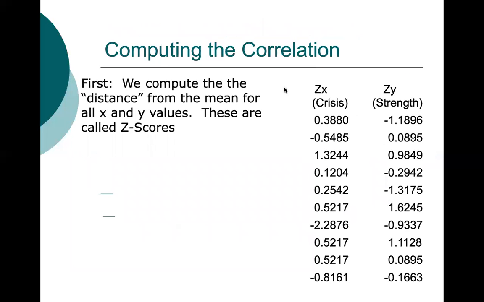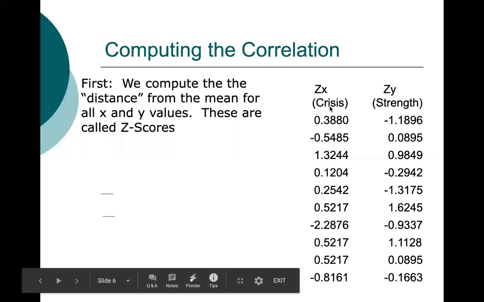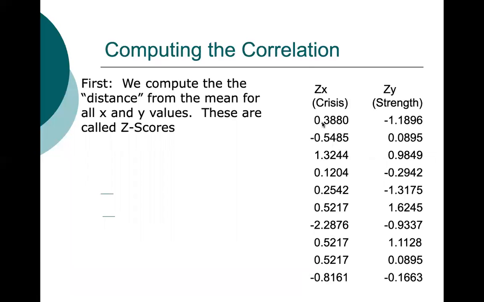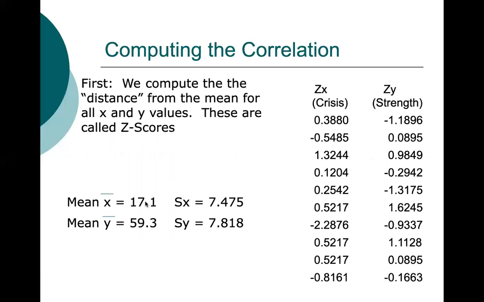Okay, so this slide has the conversion. I took all of those scores and I did the conversion calculating the distance. So that first score, there was a 10 and the mean of my X's was 17.1, standard deviation was 7.475, and I found the distance. It was a little less than half a standard deviation below. This one was about half a standard deviation below. This one was a little more than 1 standard deviation above.